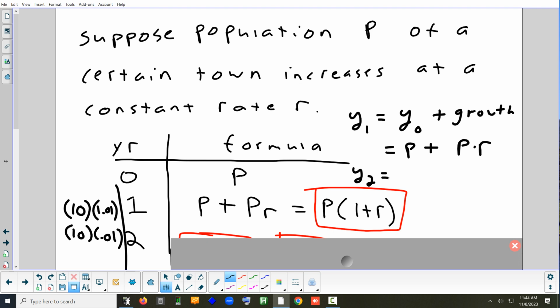What was the population in year 1? Well, P was the population in year 0. P times R was the population growth in year 1. So what was the overall population at the end of year 1? Just year 1. P times 1 plus R. Now you have to add to that the growth. And the growth is always what your population was times R. So P times 1 plus R times R.